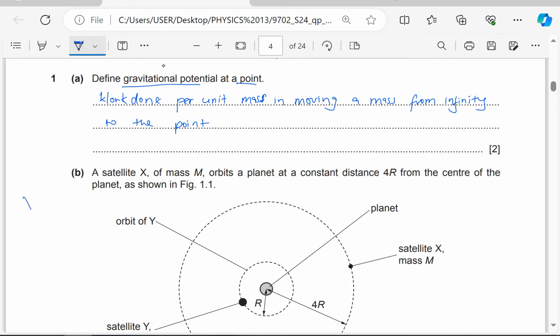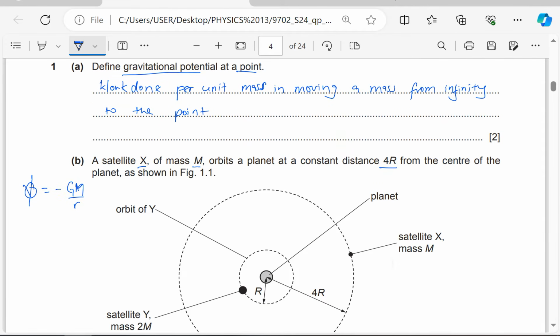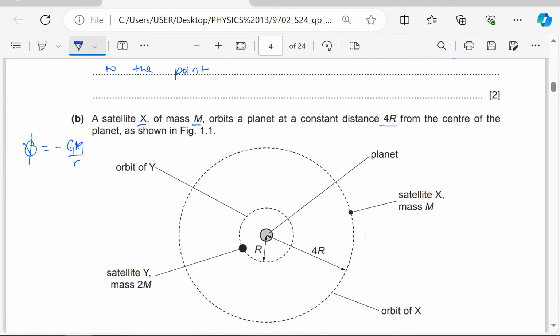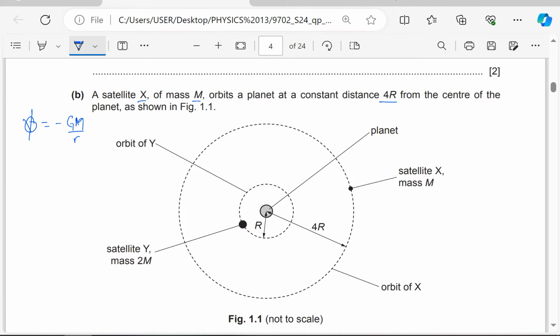Remember, gravitational potential was represented by the letter phi, and your teacher must have showed you that gravitational potential is always negative GM over the radius, over the distance from the center r. So a satellite X of mass M orbits a planet at a constant distance 4r from the center of the planet. So small r is 4r, as shown in this figure.